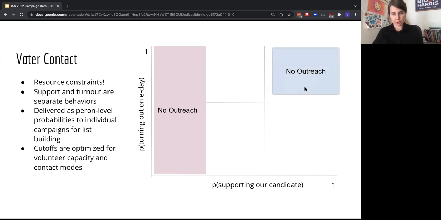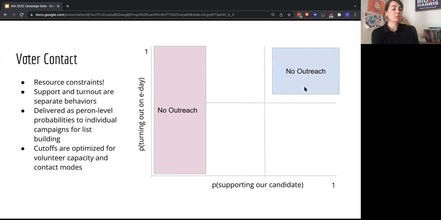There is another group of people who are definitely going to support our candidate and are definitely going to show up on election day, and they also don't need outreach. These are people like myself. You can look at my voting history and know exactly what I'm going to do on election day. I don't need the Democratic Party to reach out to me and make sure that I show up. I will show up. And there are plenty of other people in that category.